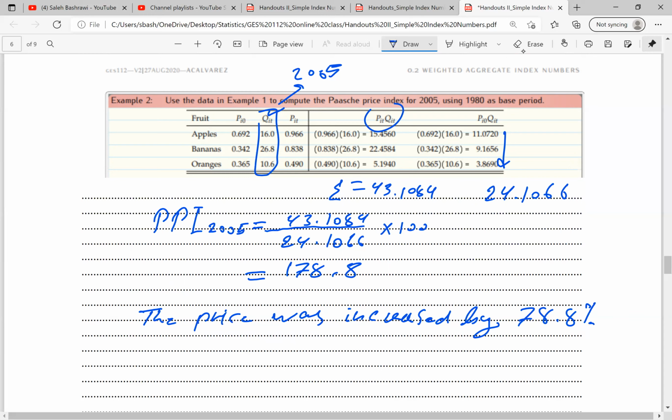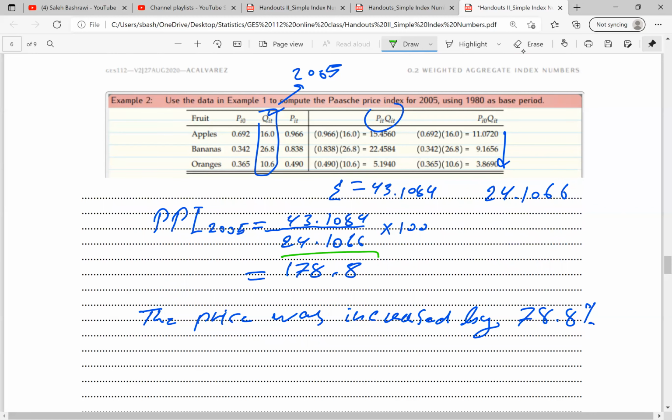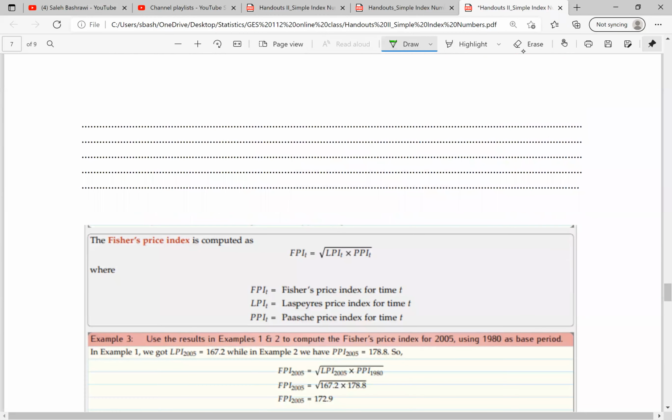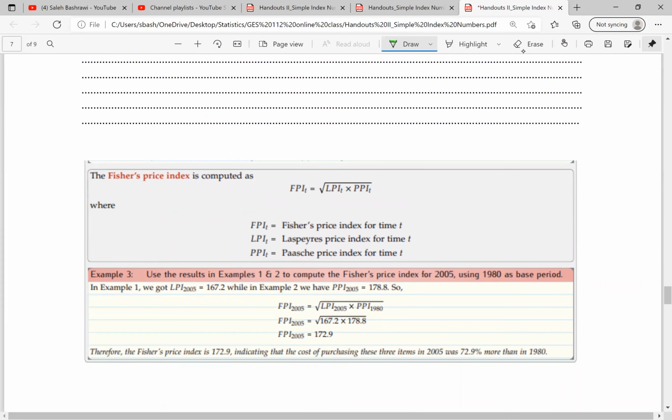The last one. The last index number is the Fisher's price index, which is computed as the square root of the Laspeyres multiplied by the Paasche index number. And this is an example just to show the idea. Use the results from example 1 and example 2 to compute the Fisher's price index number.